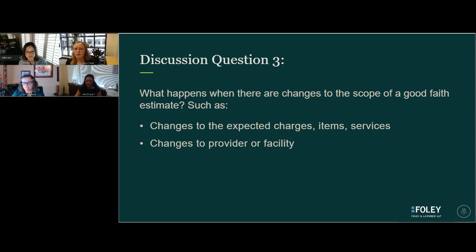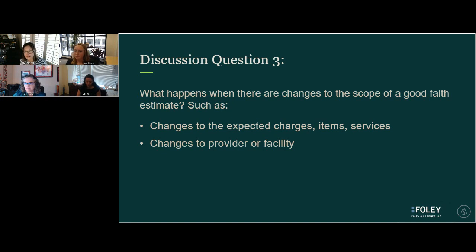Yeah, I'll tackle the first one about the changes to the expected charges, items, or services. This kind of goes into 2 buckets. Do you know about it or do you not? If you know about it, it likely does need to be included in the good faith estimate within the correct time frames. Even if it comes up the day of service, I would try to include it as a best practice. On the other hand are unforeseen items or services, which we'll discuss more in the patient-provider dispute resolution process, but I want to flag now that they do happen. There are ways to address it. And I'll pass it over to Mandy to talk about the changes to provider or facilities.